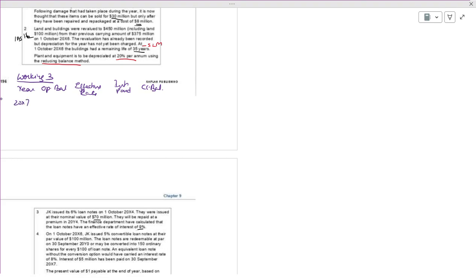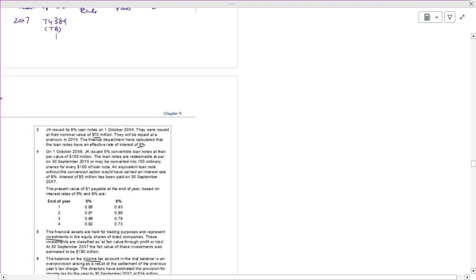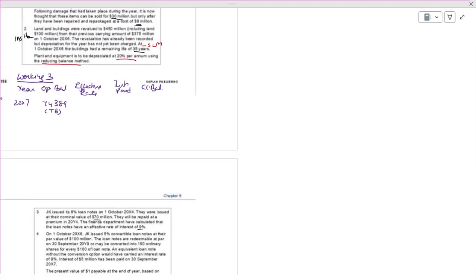The opening balance is 74,389, given in the trial balance. What is the effective rate they have mentioned? The effective rate is 9% and the interest paid rate is 6%. Calculate 9%: 74,389 into 9% is 6,695.